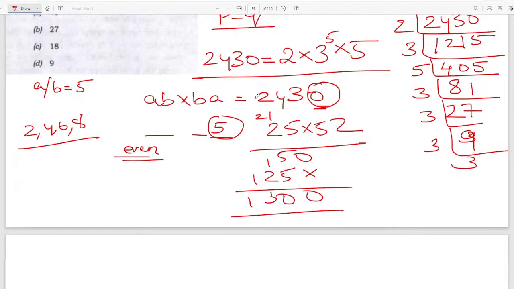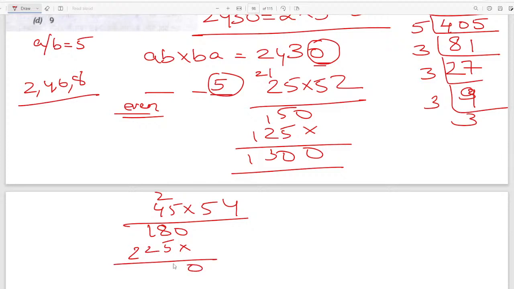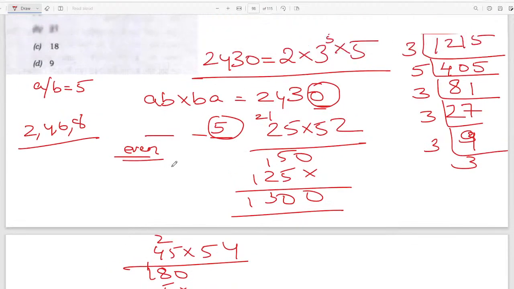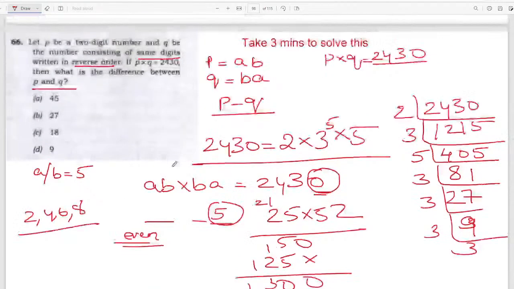We need 2430. The next number is 4. So 45 into 54. 5 fours are 20, and 4 fours are 16 plus 2 is 18. 5 fives are 25, and so on, and the result is 2430. Yes. So 45 into 54 gives you 2430.